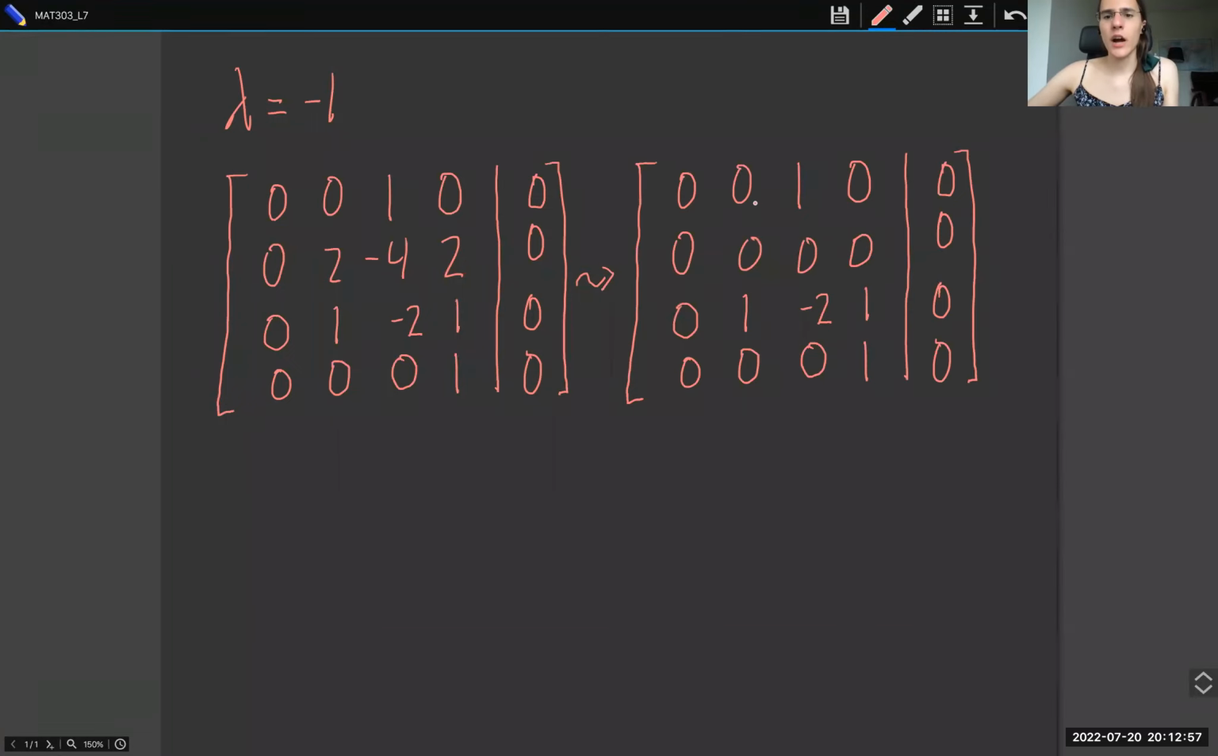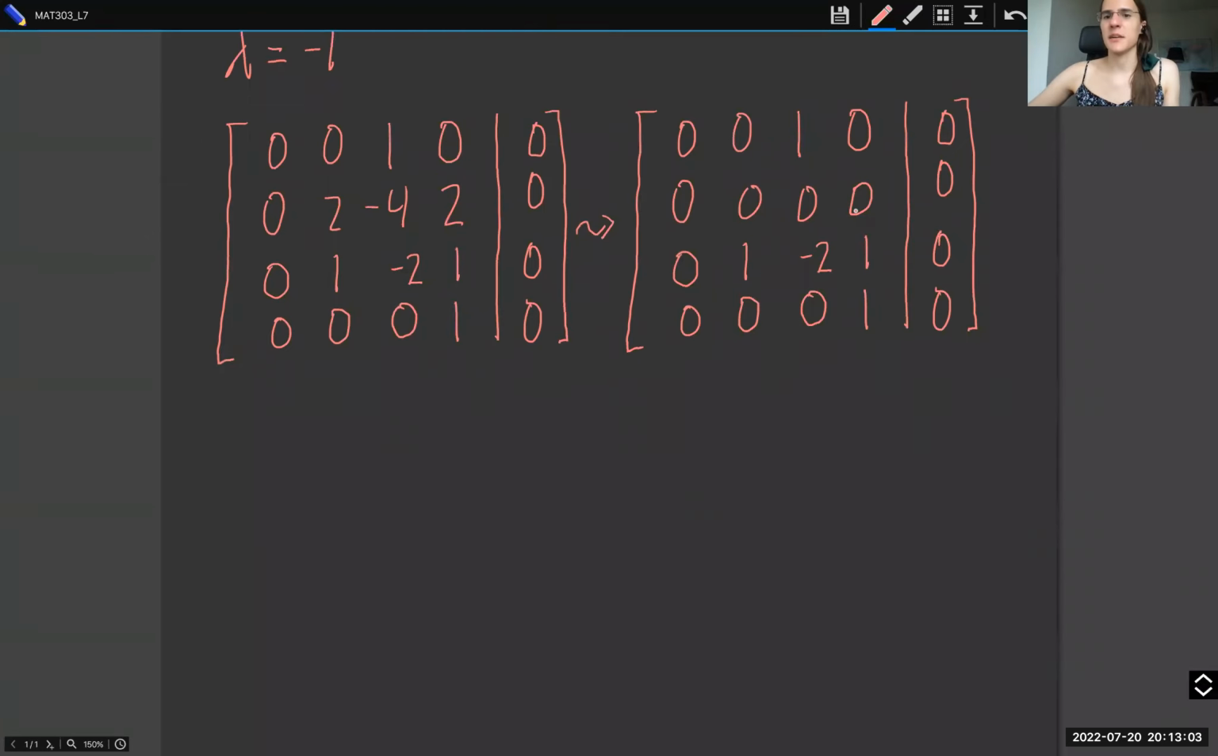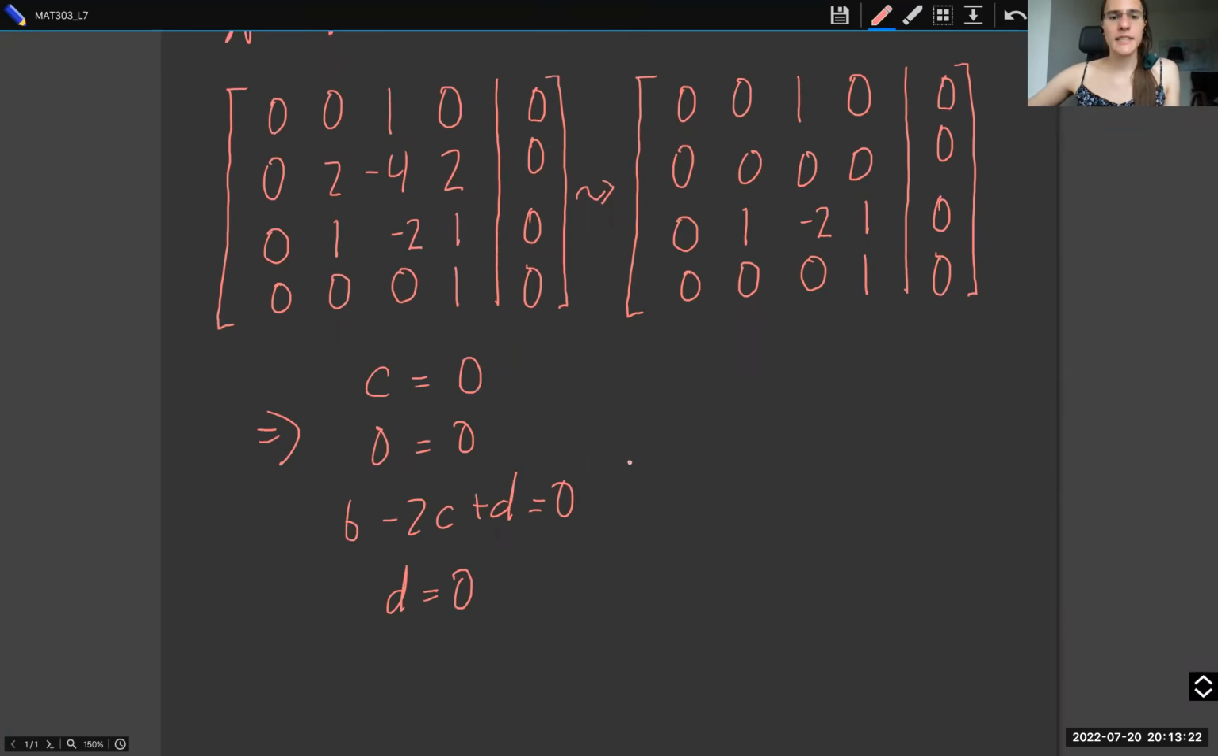And also, what should we do? You know what? At this point already, we can write out the system. Let's write out what this gives us. This gives us that C is equal to 0. 0 is equal to 0. That B minus 2C plus D is equal to 0, and that D is equal to 0. Well, D is equal to 0 means that D is equal to 0. And then C is equal to 0 means that C is equal to 0, right? So B is also equal to 0.